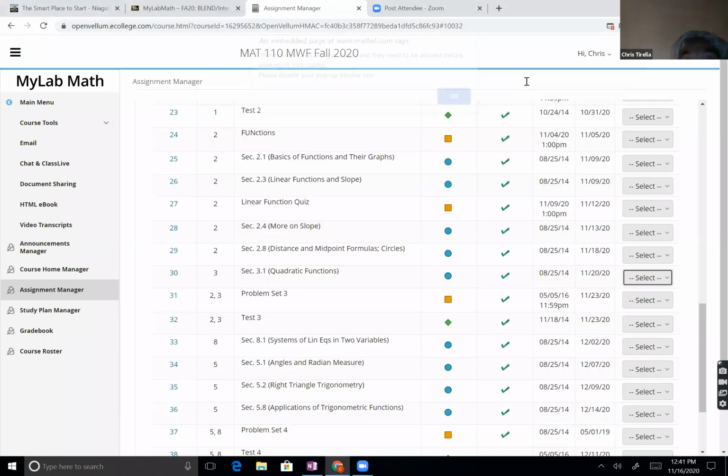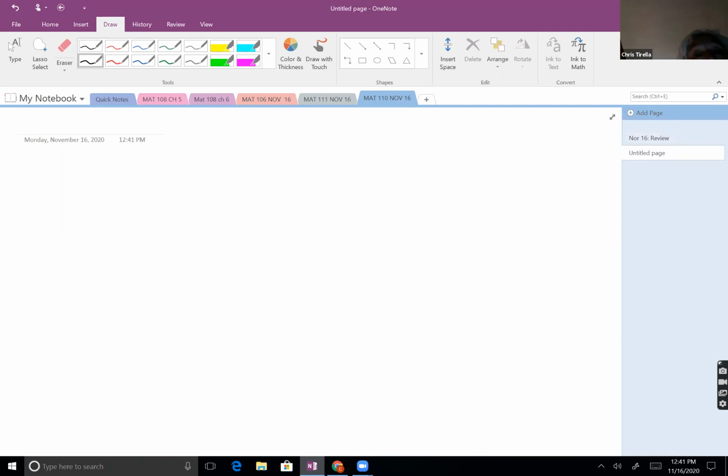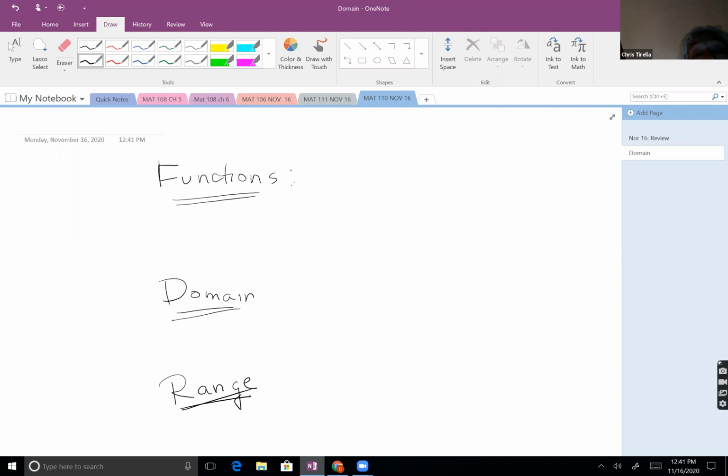Then next, I'd like to go through and look at a review of what we've done. So for the review, let's add a page. And I think we started looking at functions. And with functions, we talked about the idea of domain and range first.